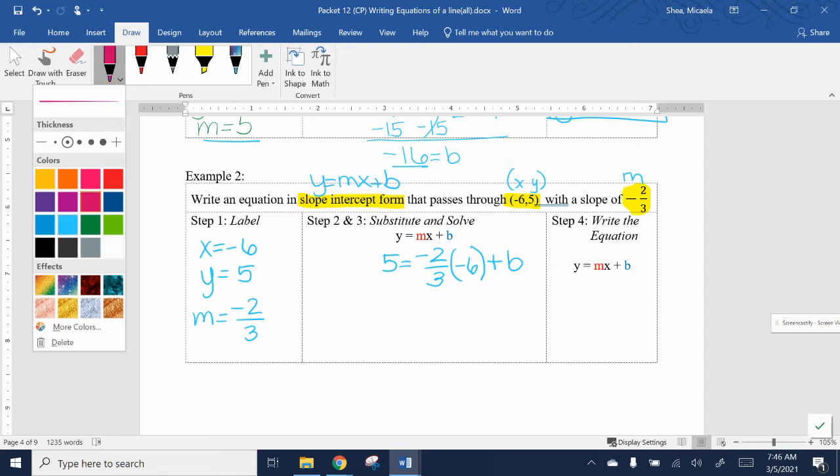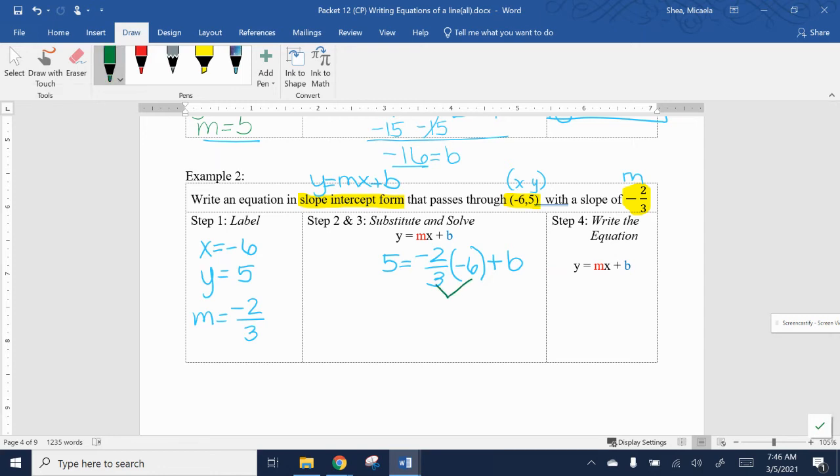How do I solve it? I'm going to multiply -2/3 times -6. So I know a negative times a negative is a positive. 2 times 6 is 12. And then I'm going to divide by 3. 12 divided by 3 is 4. So I end up with a +4 there, plus b equals 5. I want to get the b by itself, so whatever's next to the b, I do the opposite. I have a positive 4. I'm going to subtract 4 from both sides. That's going to leave me with b equals 5 minus 4, which is 1.